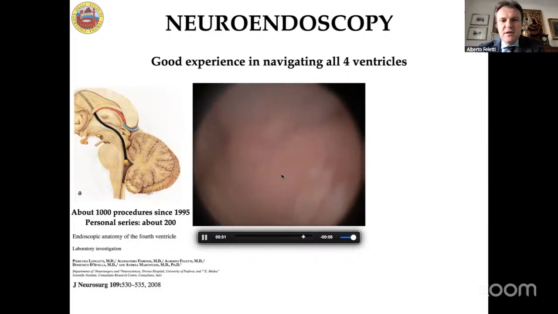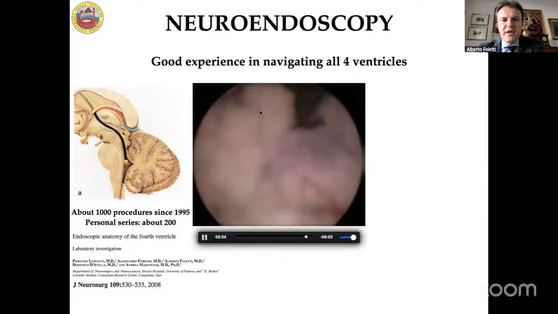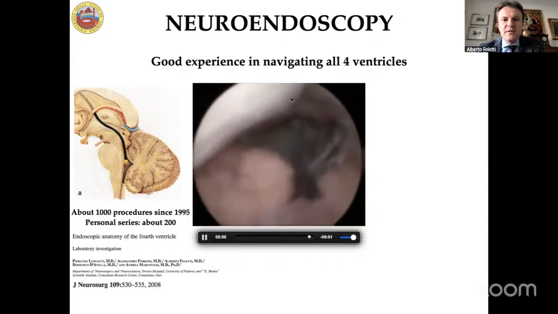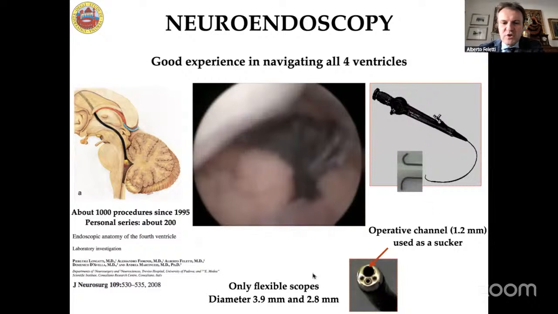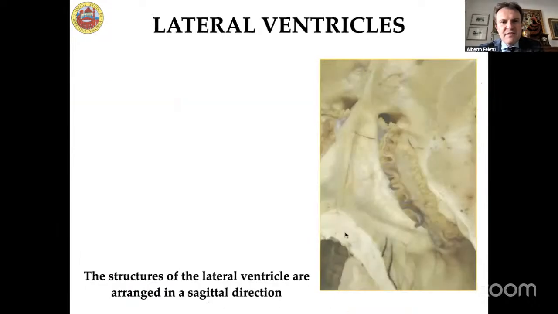As we can see here, there is the cerebellum covered by the choroid plexus and the floor, which is at the top of the screen. So this is possible using a flexible scope, which has a diameter of either 3.9 or 2.8 millimeters. But let's have a look at some details about what we can see with an endoscope. Well, the previous presentation already showed a lot of this anatomy, so I will go fast on this.